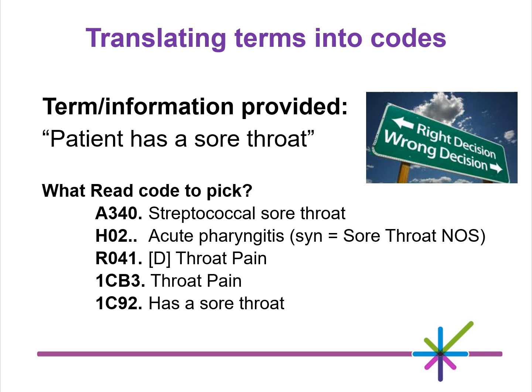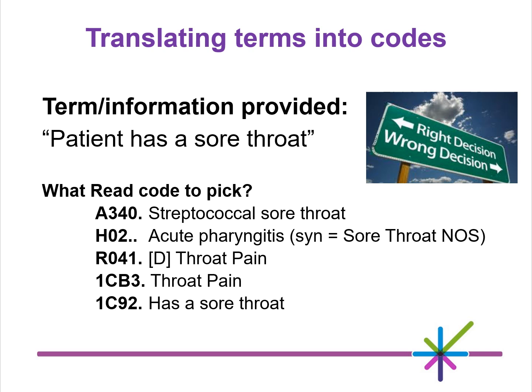A340, Streptococcal sore throat, is from Chapter A, the Infections chapter. This code is for a specific bacterial infection causing a sore throat. You would need additional information of the streptococcal causative agent before this code could be selected. H02, Acute pharyngitis, is from Chapter H, the Respiratory System Diseases chapter. Note, sore throat NOS is a synonym for acute pharyngitis.